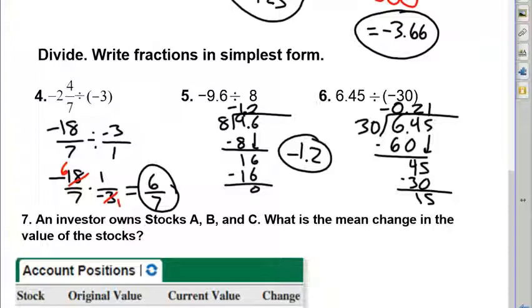Well, I don't have any more decimals written down to bring down, but we can assume that the rest of the decimals are zeros. So I'm going to bring down a 0 and ask 30 goes into 150 how many times? Well, it turns out that is 5. 5 times 30 is 150, and so we have no remainder, and our result is negative 0.215.